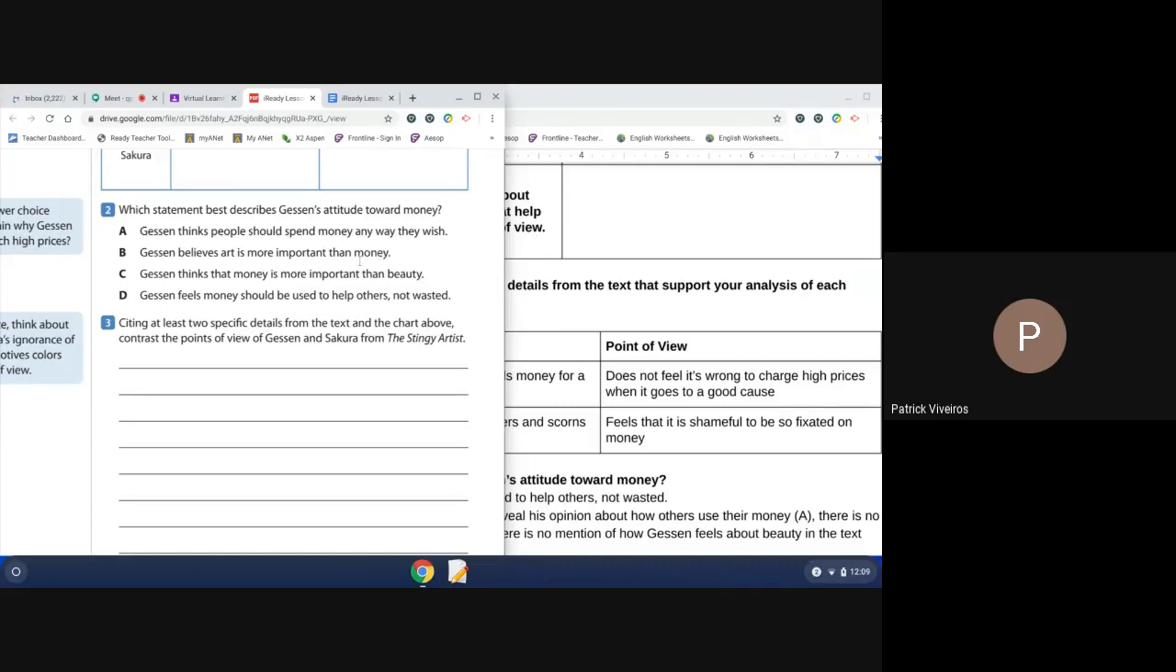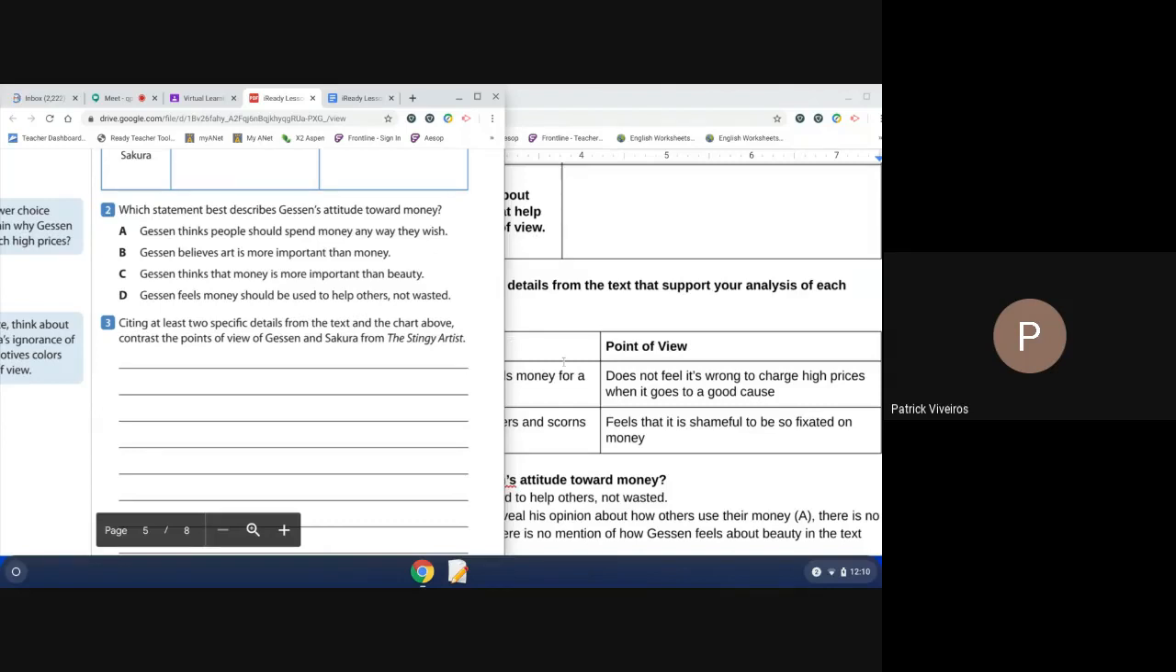Which statement best describes Gessen's attitude toward money? A, Gessen thinks people should spend money any way that they wish. B, Gessen believes art is more important than money. C, Gessen thinks that money is more important than beauty. D, Gessen feels that money should be used to help others and not wasted. Well, the correct answer here, folks, is going to be D, that Gessen feels that money should be used to help others and not wasted.